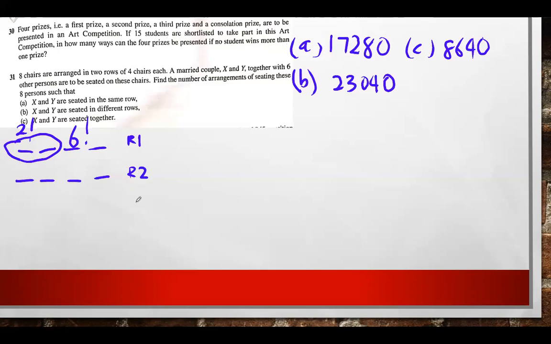Okay, 6 factorial. So these 6 people can be arranged different ways. But the problem is, these 2 people can sit here, here, or here. So in row 1, there are 3 ways that they can sit. In row 2, they can sit here, here, or here. There are another 3 ways that they can sit. So for question C, this will be 2 factorial because of the married couple, times 6 factorial because we want to arrange the rest, times another 6 ways because these people can actually jump around, 1, 2, 3, 4, 5, 6 ways of this one.